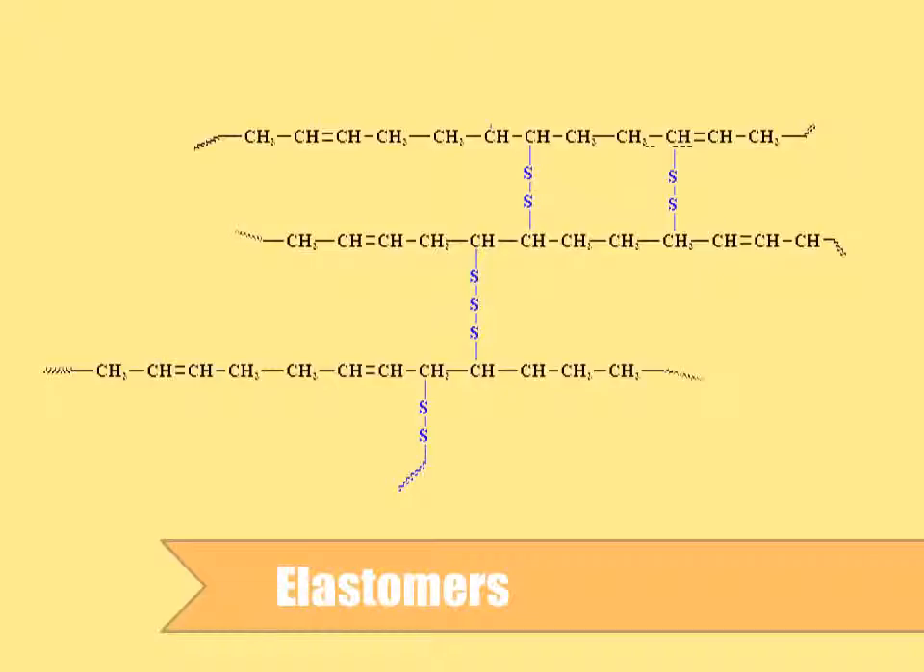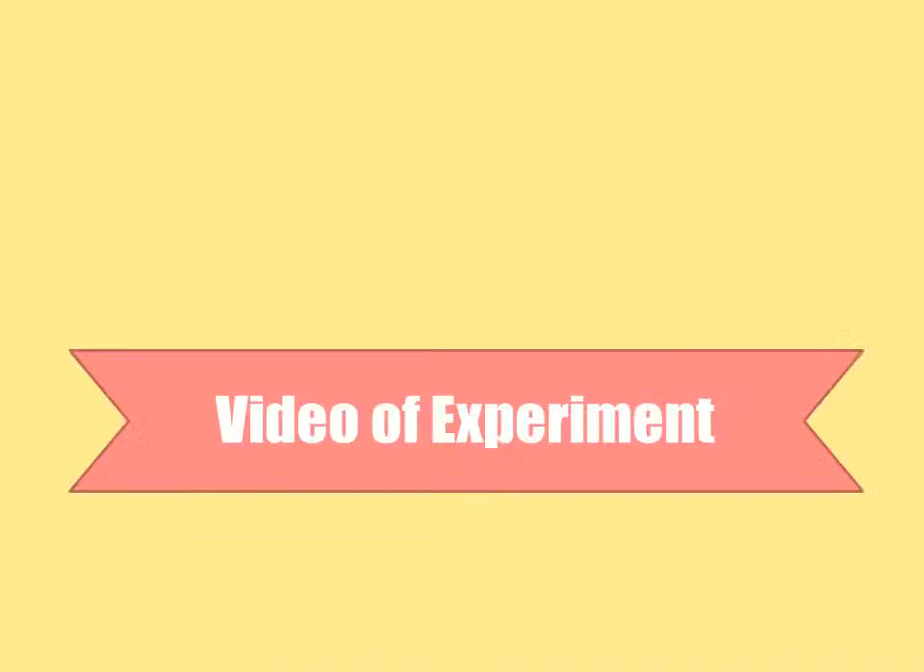Elastomers are the medium between the two. They have occasional cross-linking, which prevents the chains from moving freely, but after being deformed, they return to their original shape. This is because the occasional crosslinks pull the chains back into their original shape. Here is an experiment that we did with milk and latex.